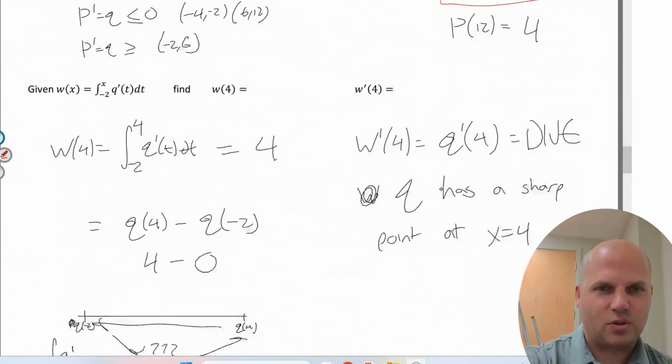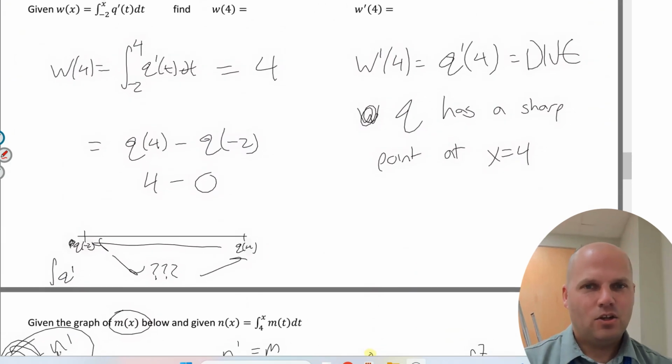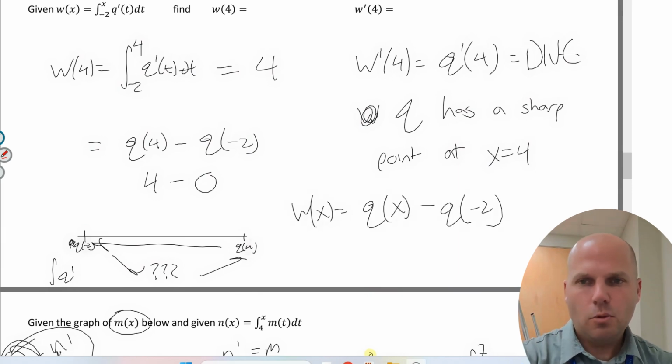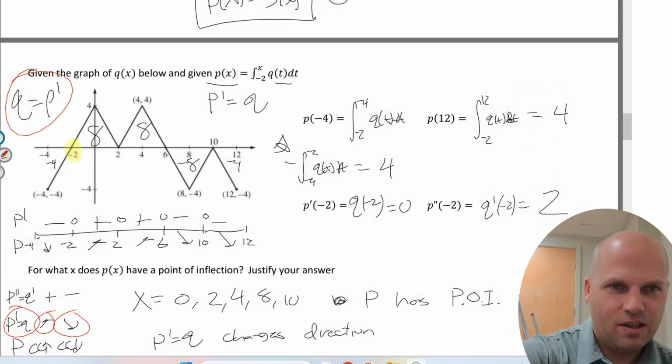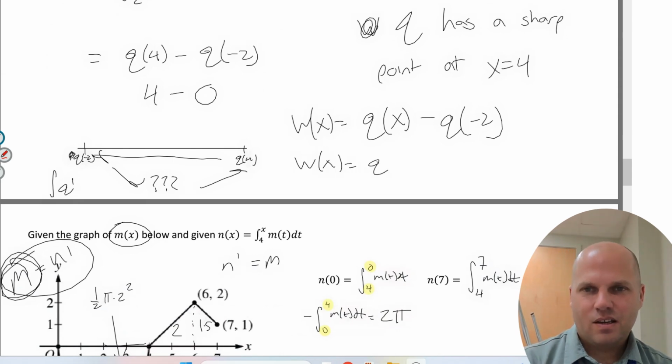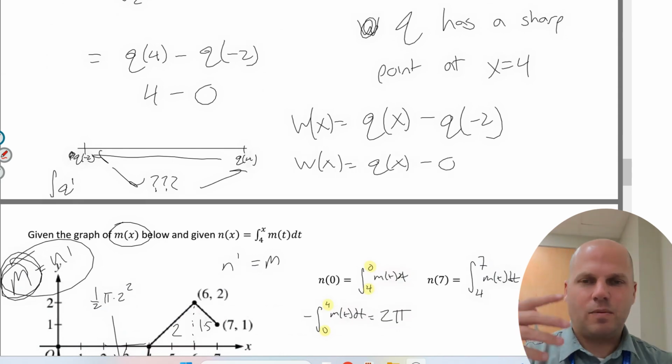What about this situation? Well, w of x will equal q of x minus q of negative 2. But q of negative 2 is 0. So this is why, oh gosh, maybe this is how I teach this. w and q are the same.